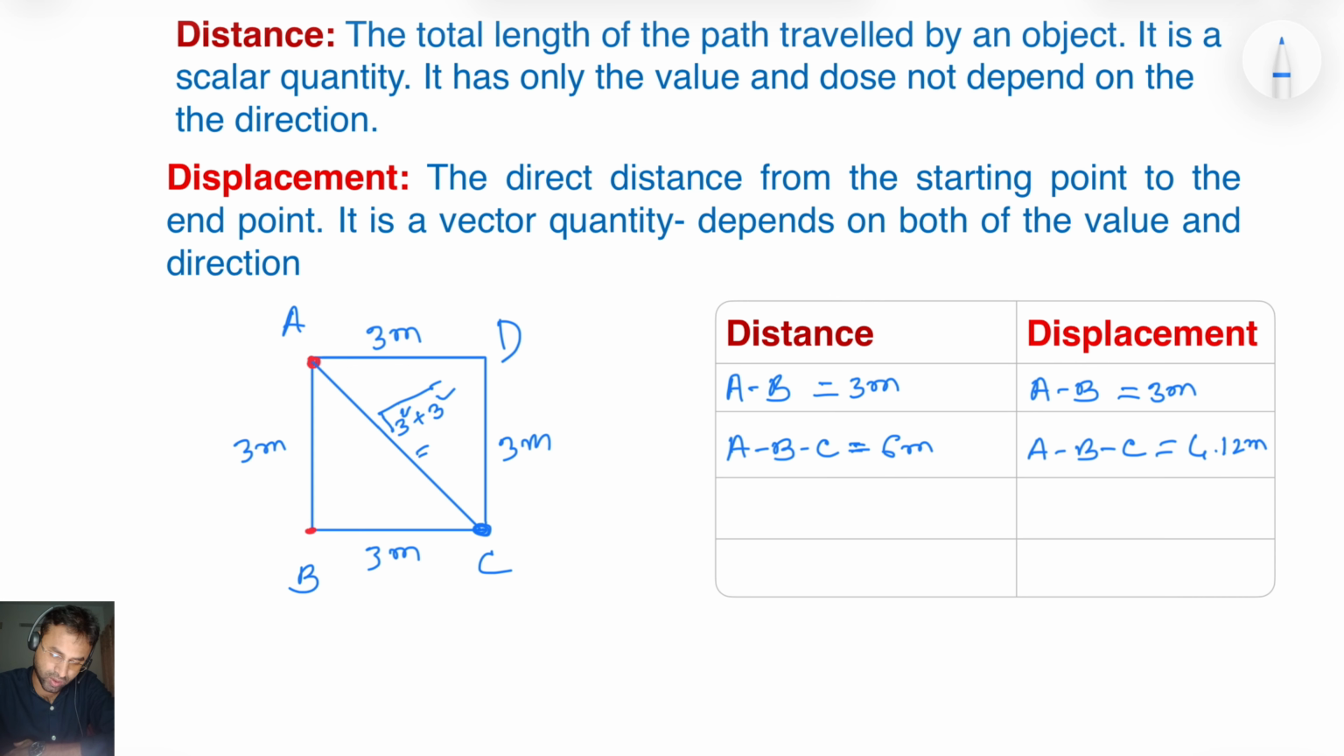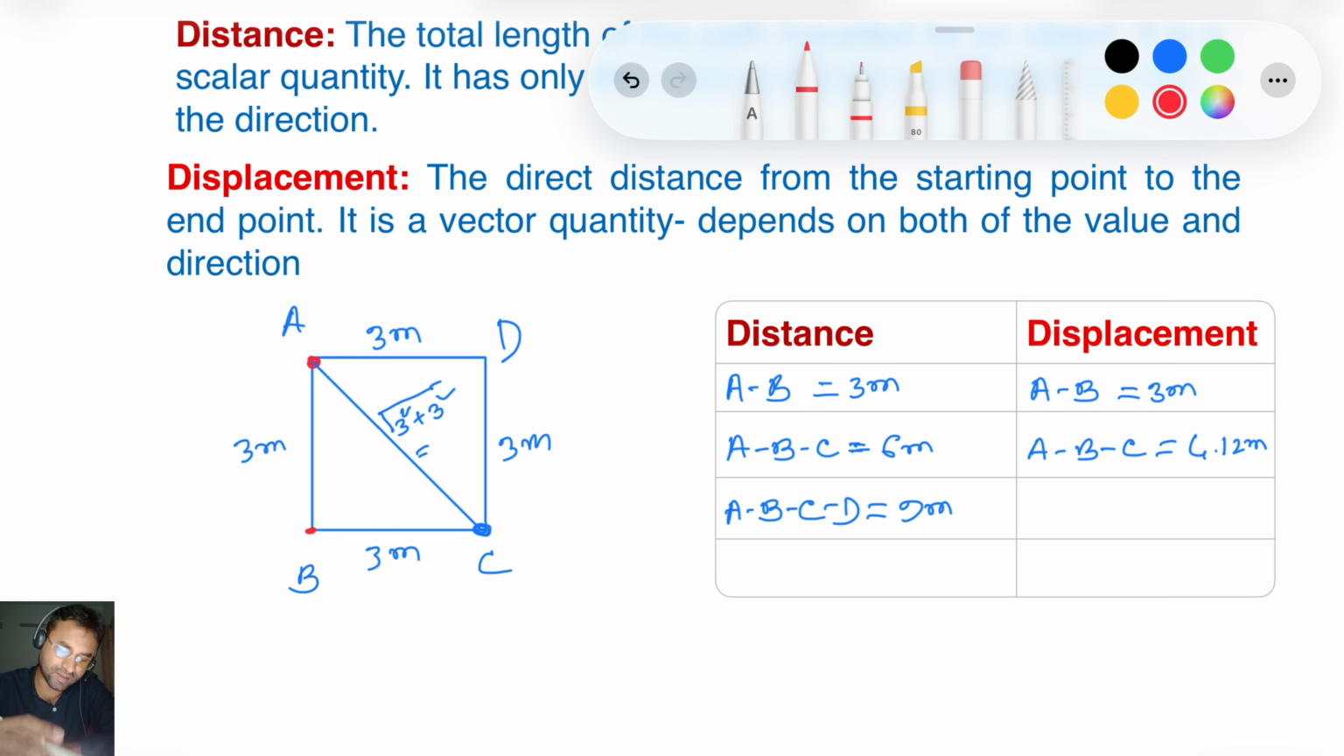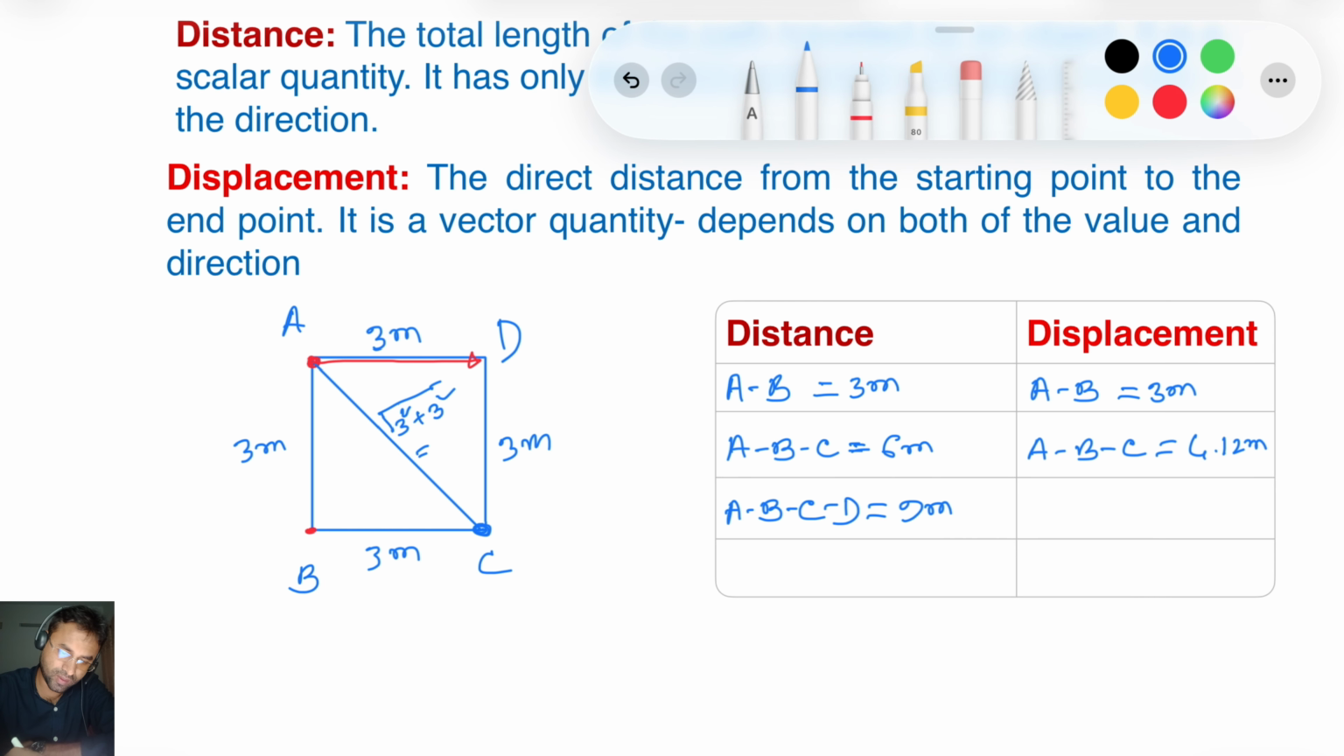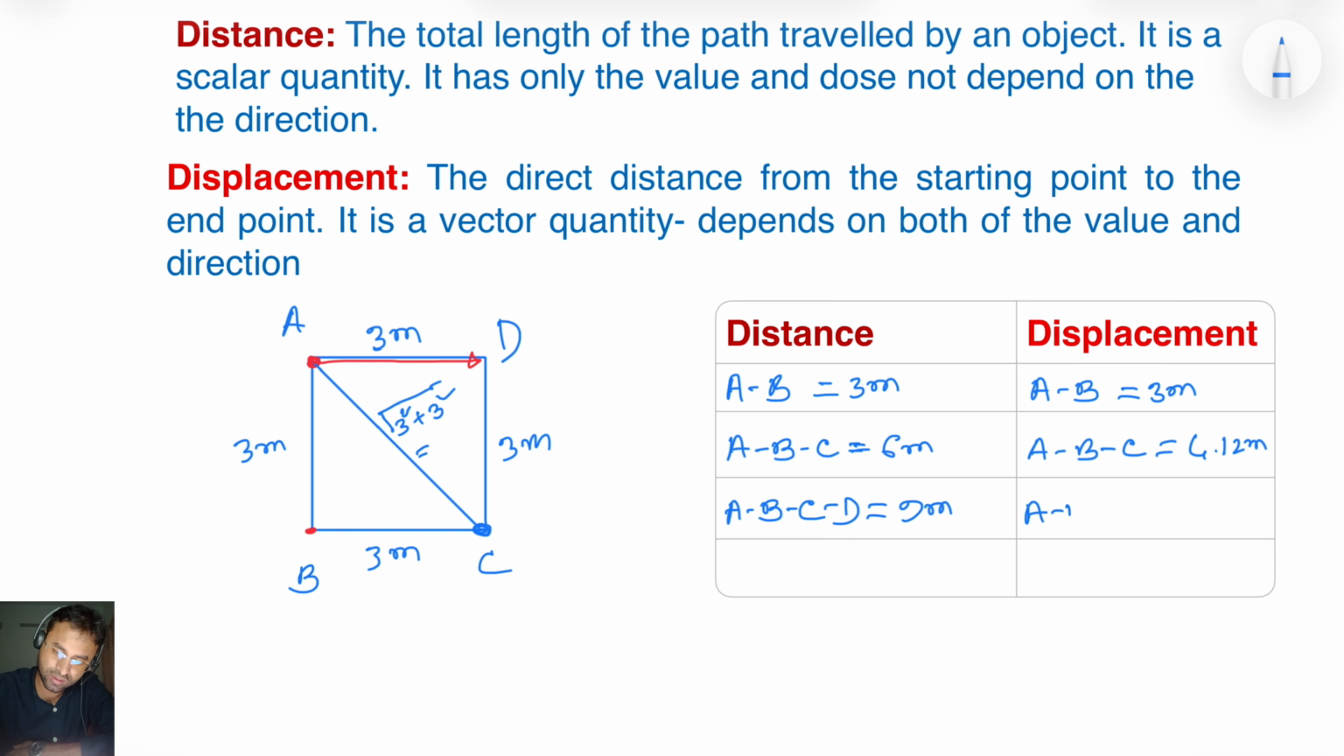Again, it is traveling from C to D. So the pathway will be A to B, B to C, and C to D, and its length will be 3 meters plus 3 meters plus 3 meters equal to 9 meters. But the displacement will be the direct distance from A to D. A to D is the displacement. So for the pathway of A to B, B to C, and C to D, the displacement will be 3 meters.